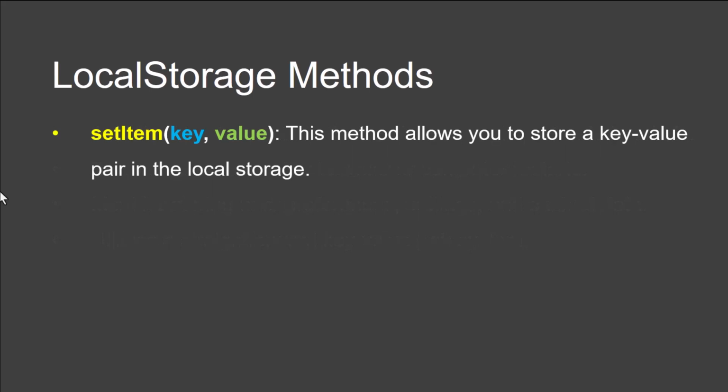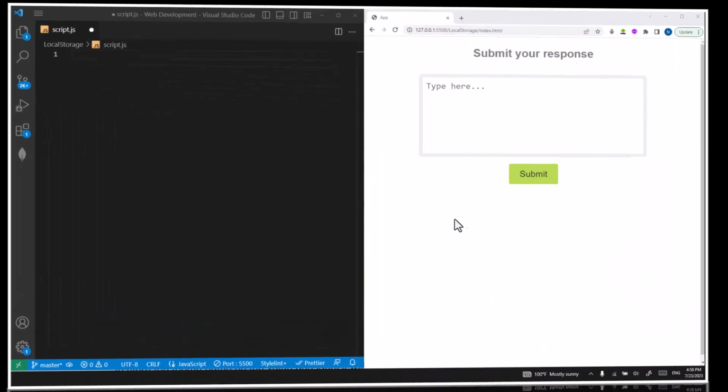Now, let's explore the methods we can use to interact with local storage. The first method on our list is setItem. With this method, we can store data in local storage by providing a key value pair. The key acts as a unique identifier for the data, and the value can be any data type that can be converted into a string. It's like putting data into labeled boxes for easy retrieval. This makes local storage great for storing user preferences, settings, and cached data. Let's see it in action.